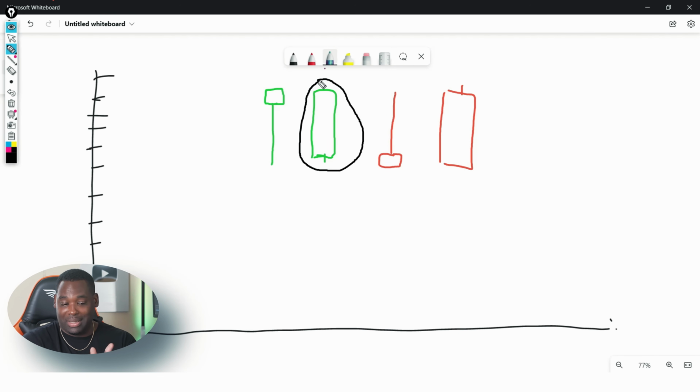Now, the next one is the same thing, right? A nice rejection bar, all right? And then you have a nice bearish bar that usually closes right at its low, okay? So I'm going to go on the chart and I'm going to show you guys some examples.